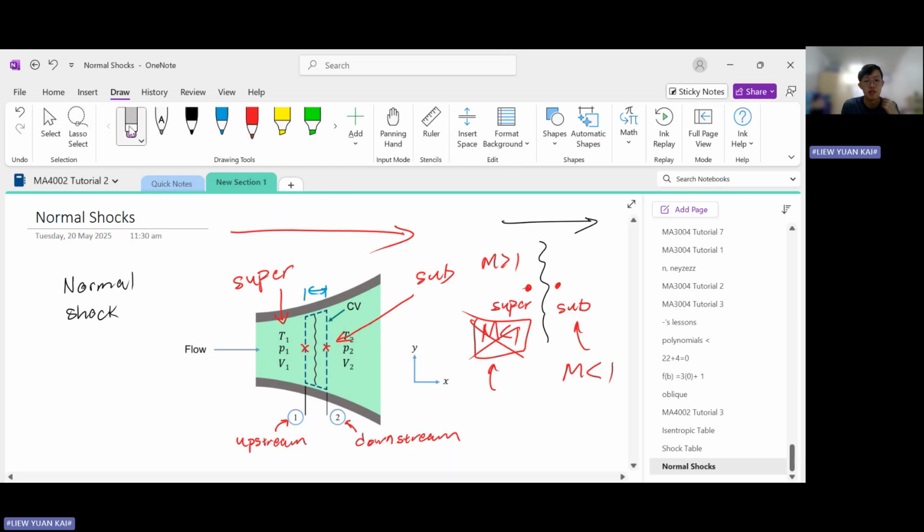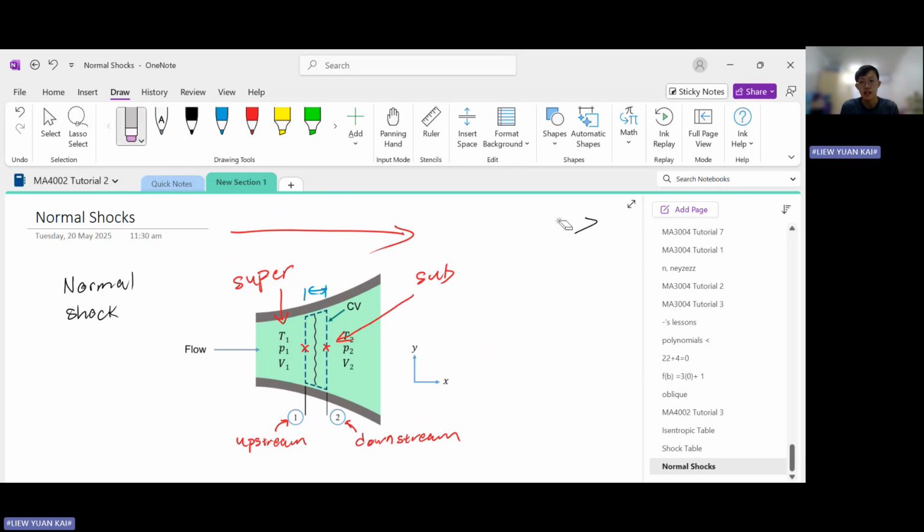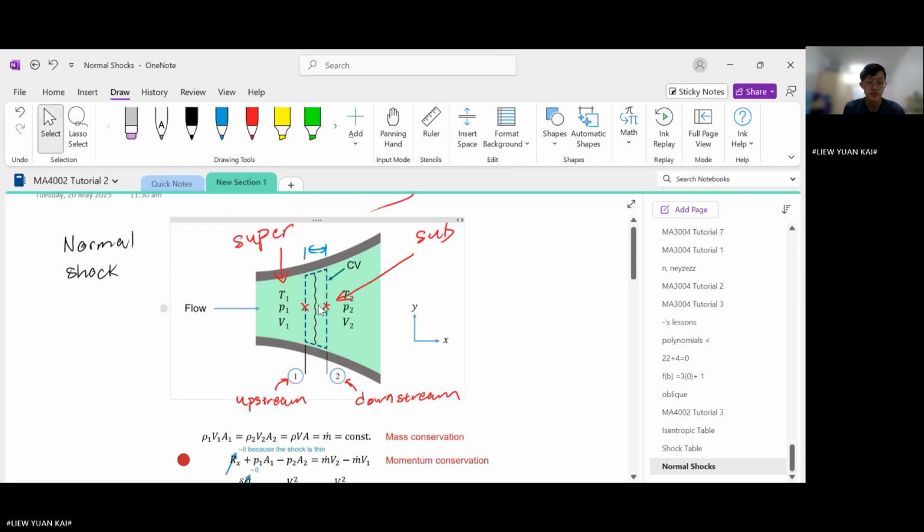Okay? So this is important to know, the general structure of a shock. That is to say, along the flow direction, upstream of the shock must be supersonic, downstream of the shock must be subsonic. Okay, this is an important fact that you have to remember.